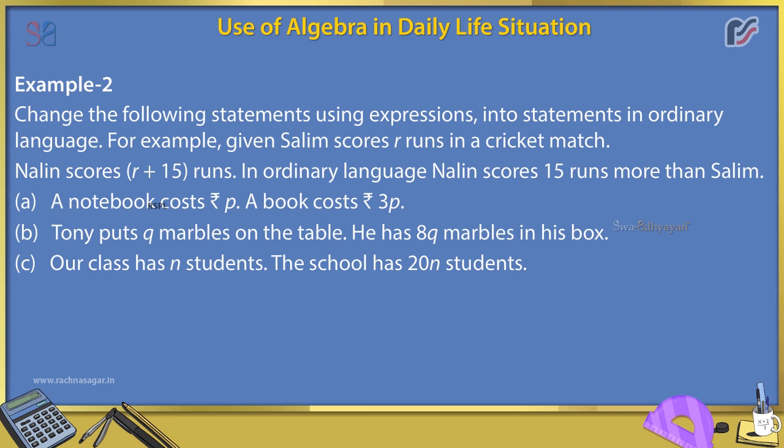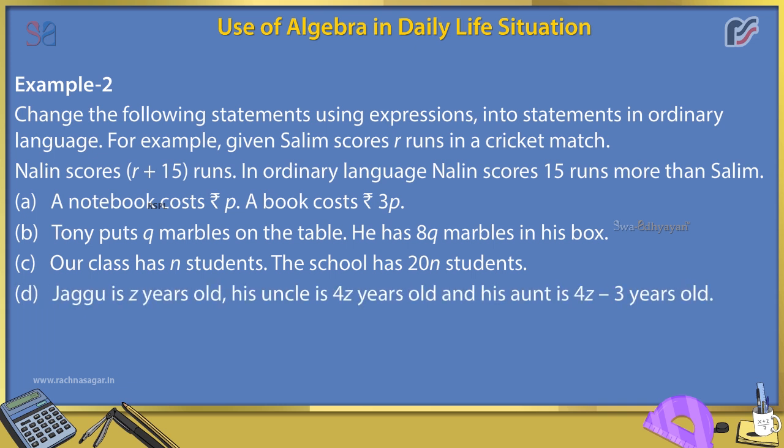C. Our class has n students. The school has 20n students. D. Jaggu is z years old. His uncle is 4z years old. And his aunt is 4z minus 3 years old.